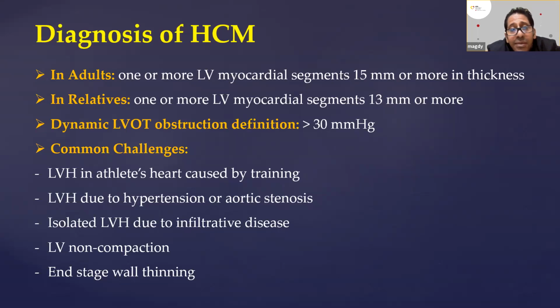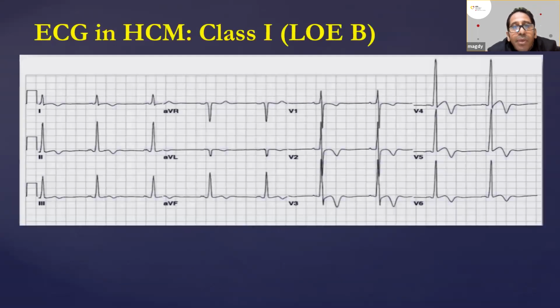However, in this disease, we have many challenges in diagnosis, like LVH in the athletic heart caused by training, which may give a picture simulating hypertrophic cardiomyopathy. LVH due to hypertension or aortic stenosis. Isolated LVH due to infiltrative disease like amyloidosis, for example. LV non-compaction and end-stage wall thinning in cases of hypertrophic cardiomyopathy.